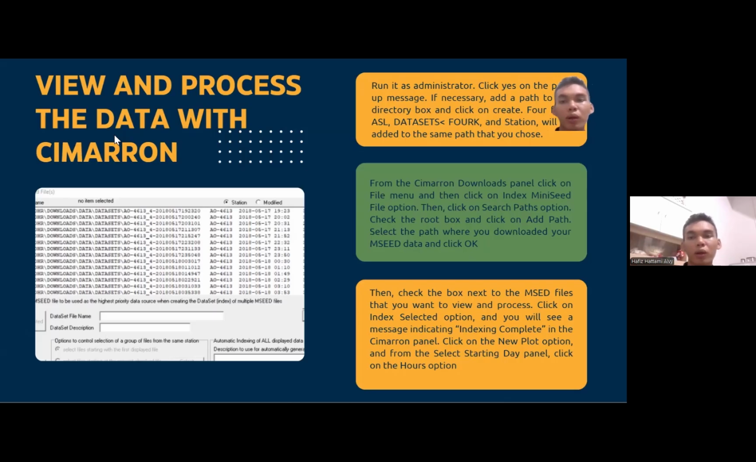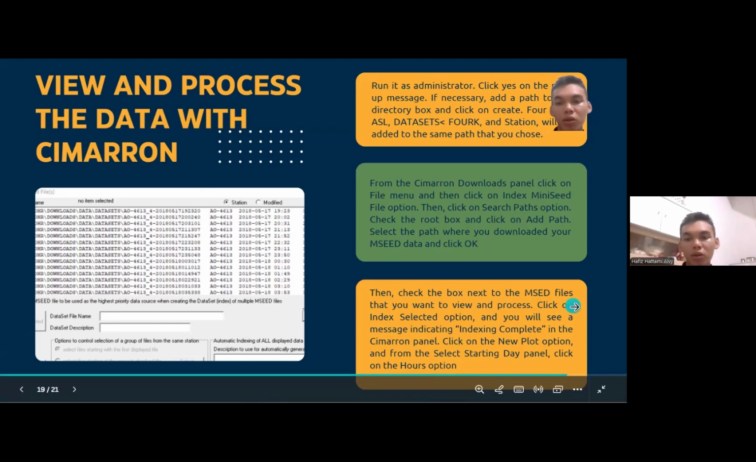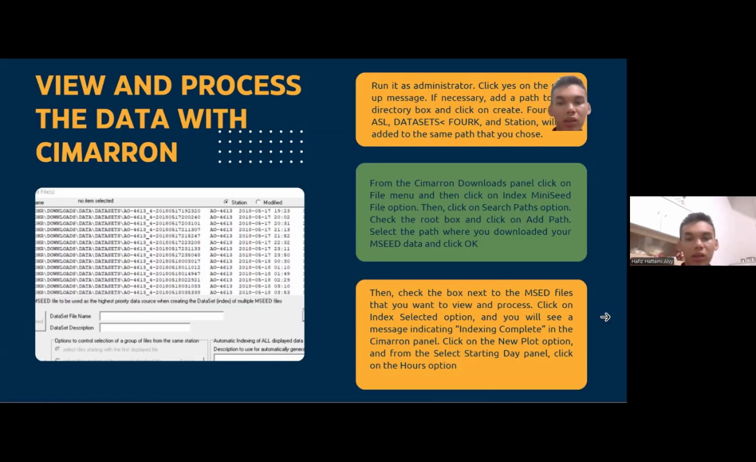From the Cimarron Downloads panel, click on the File menu and then click on the Index Message File option. Then click on the Search Path option, check the root box and click on Add Path. Select the path where you downloaded your MSEED data and click OK. Then check the box next to the MSEED files that you want to view and process. Click on Index Selected and you'll see a message indicating indexing complete in the Cimarron panel. Click on the New Plot option and from the Select Starting Day panel, click on the Hours option.